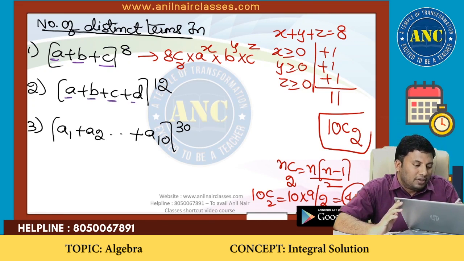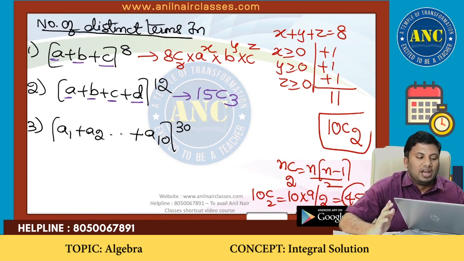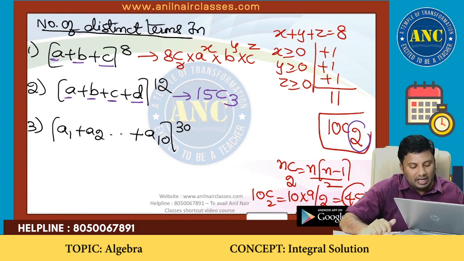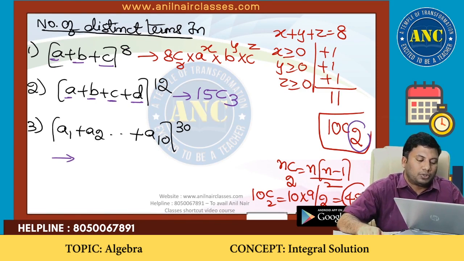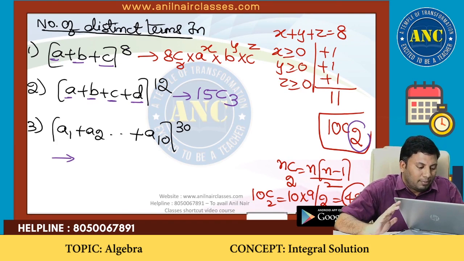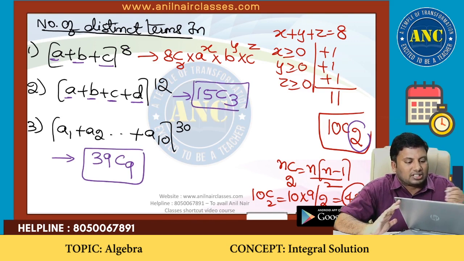How many variables are there? 4. 12 plus 4 is 16. 16 balls are there in a line. There are 15 gaps. If 3 variables are there, I need 2 cuts. If 4 variables are there, I need 3 cuts. A1 plus A2 and so on up to A10 power 30. 30 plus 10, it is 40. If 2 variables are there, there is 1 gap. If 40 variables are there, there are 39. 39C9. I hope the number of distinct terms concept is clear.